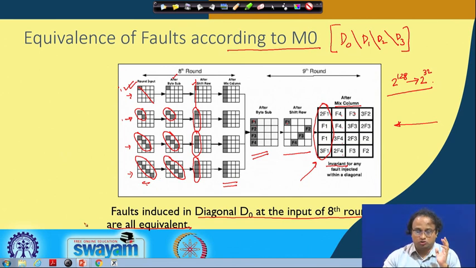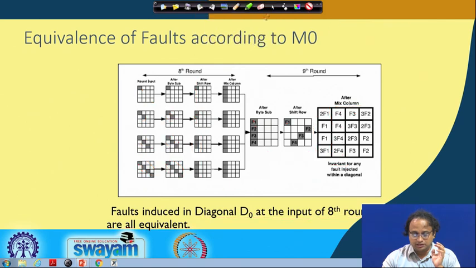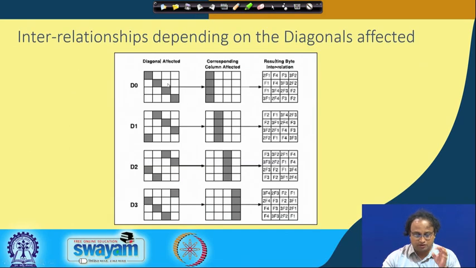In fact, you may not know which of the diagonals gets corrupted, and you can make a guess. You can guess that there are 4 diagonals, and if you are told that the fault propagates according to the model M0, you can guess which of the diagonals has got corrupted. Okay. And if you guess that, then you have either of these 4 situations. The fault has happened either in D0 or D1 or D2 or D3, and depending upon that, you have got 4 sets of equations. Okay. So you have to guess either of these things, and solve for any of these equations.